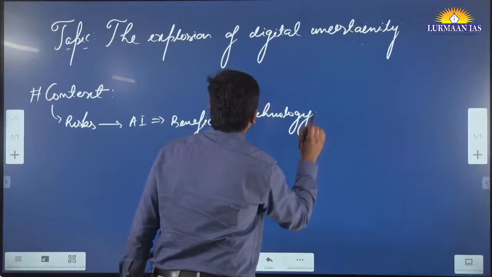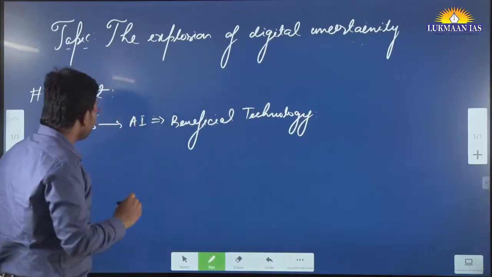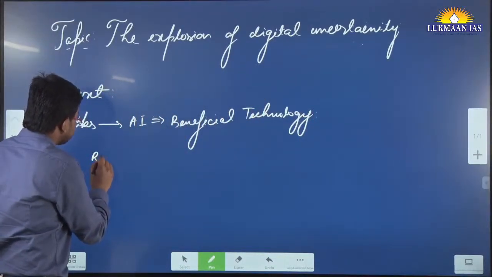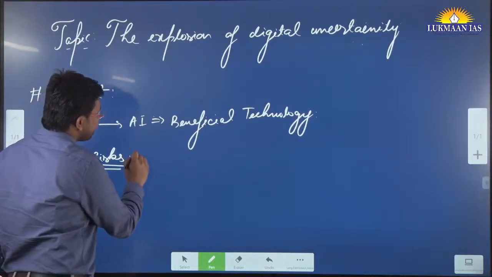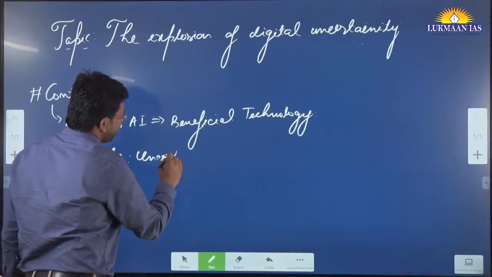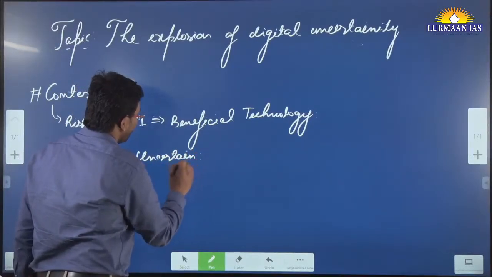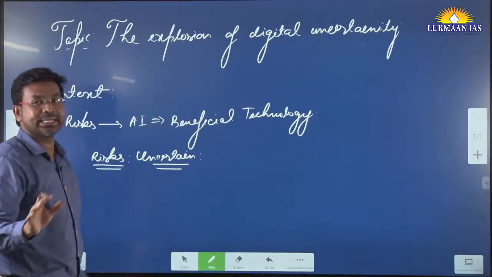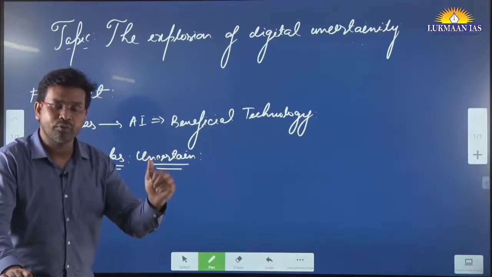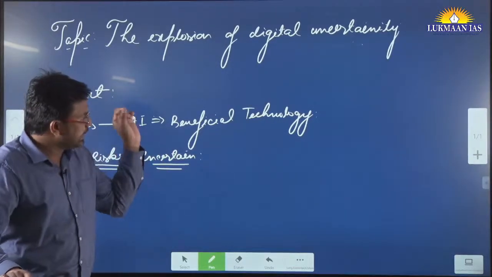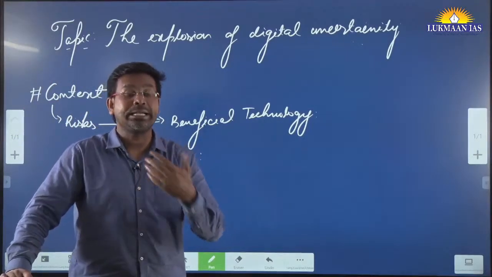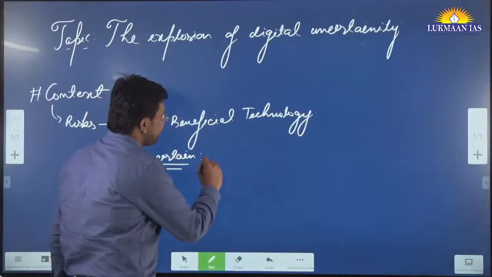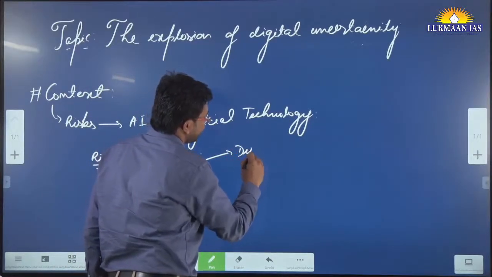However, there can be risks, right? There can be risks associated with it. These risks are uncertain at this point of time. Uncertain means we do not know how much risk it can pose, in what format it can pose risks. In this article, the author has talked about that it can pose risk in multiple formats. One of the formats is disinformation, right?